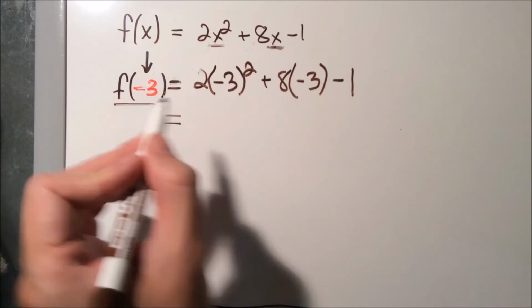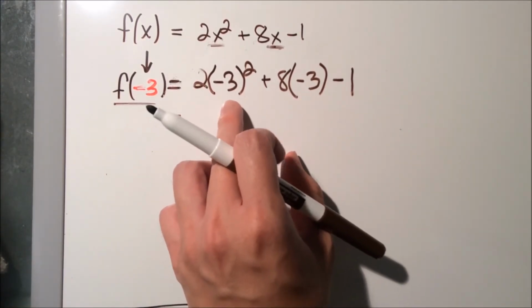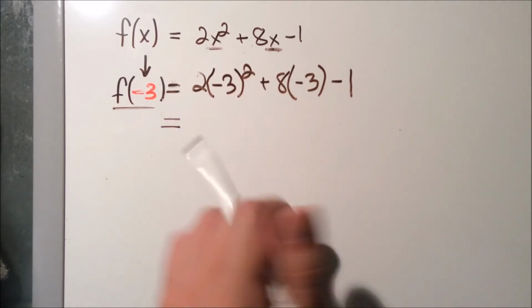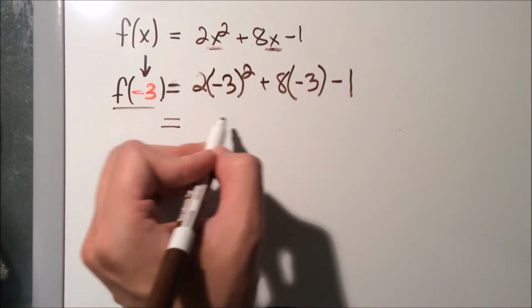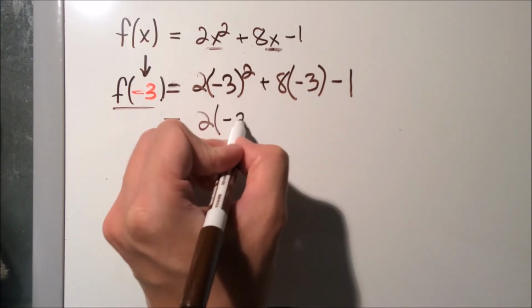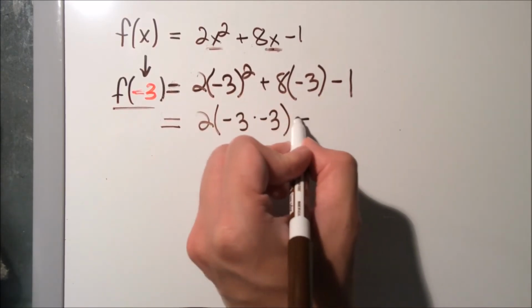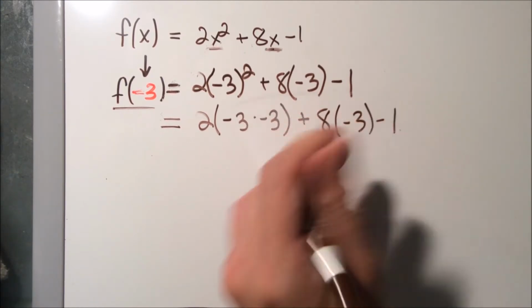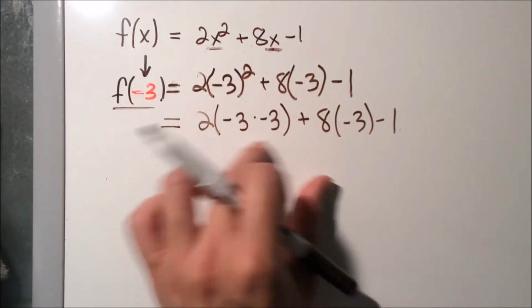So, working with order of operations, I'm going to check the parentheses. Since there's only a number, there's nothing you can do with parentheses. So I'm moving to the next, the exponent. This one is negative 3 being squared. So I'm going to write it step by step to visually see it: 2, negative 3 times negative 3, and then I bring down the rest, plus 8 times negative 3 minus 1. Again, I didn't work on this one because I'm focusing on the exponent, which is this right here.